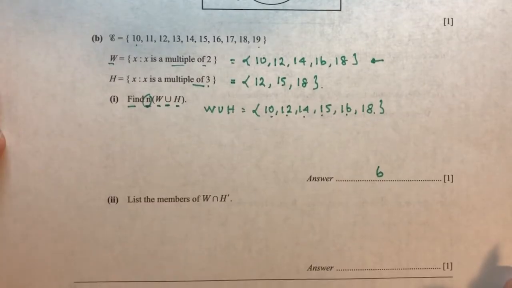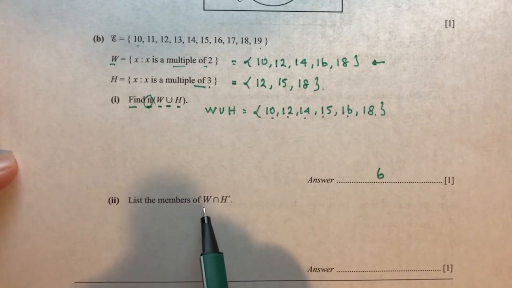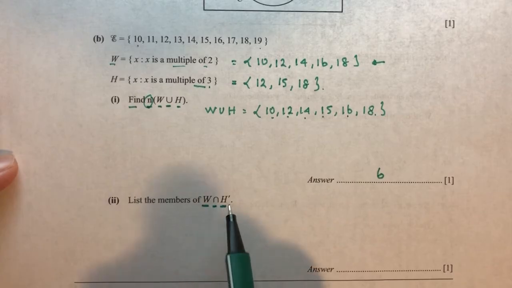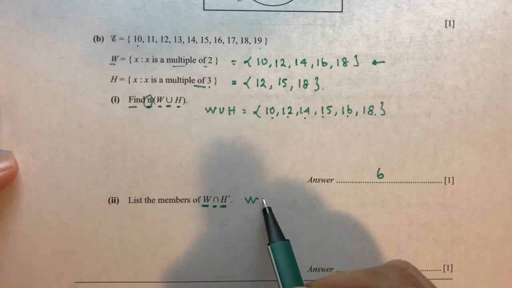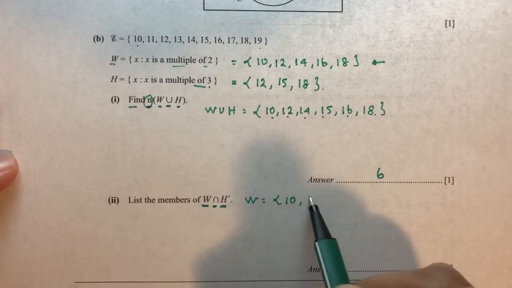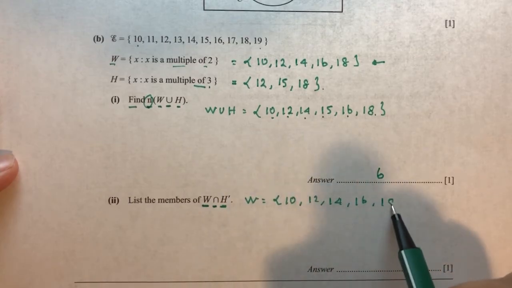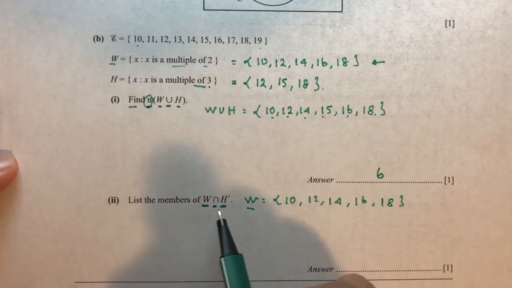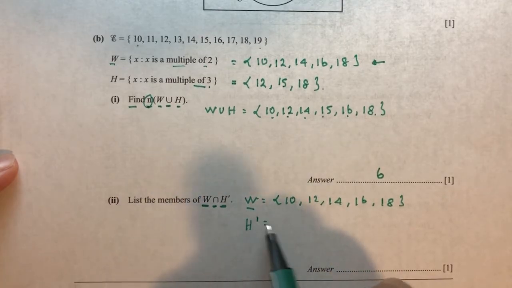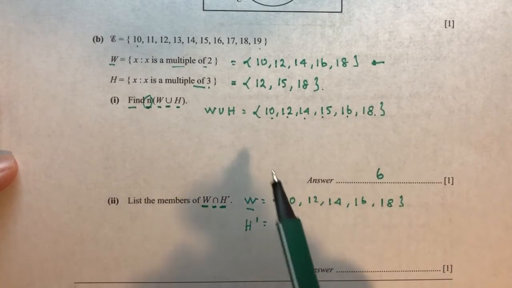So now part B. List the members of W intersection of H'. So we know W equals 10, 12, 14, 16, and 18. That is the set W. Now find the set H dash. So we know that H is this set.